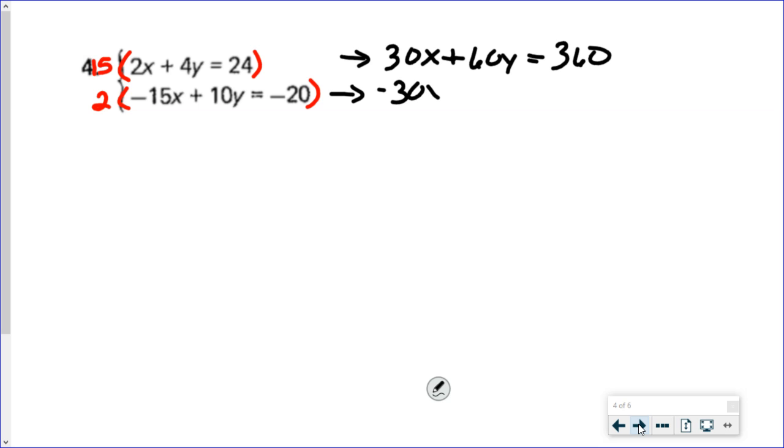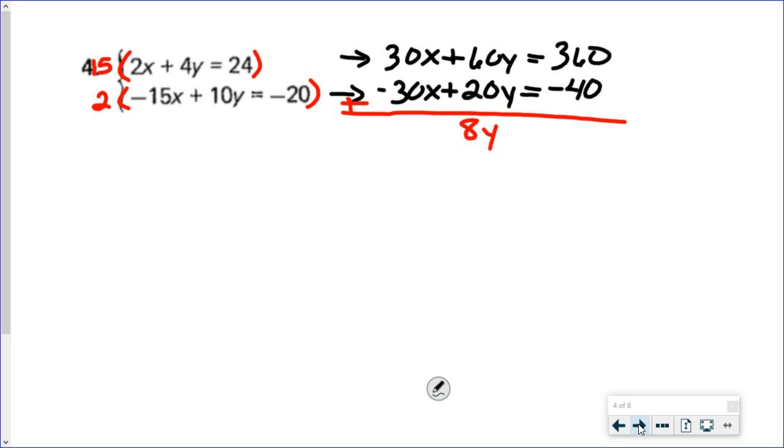Now we have a negative 30x. 2 times 10 is 20, and that's a negative 40. Add down, and you will see you have 80y's equals 320. Okay, now I'm going to divide by 80. In my calculator, 320 divided by 80 is, in fact, 4 for y.